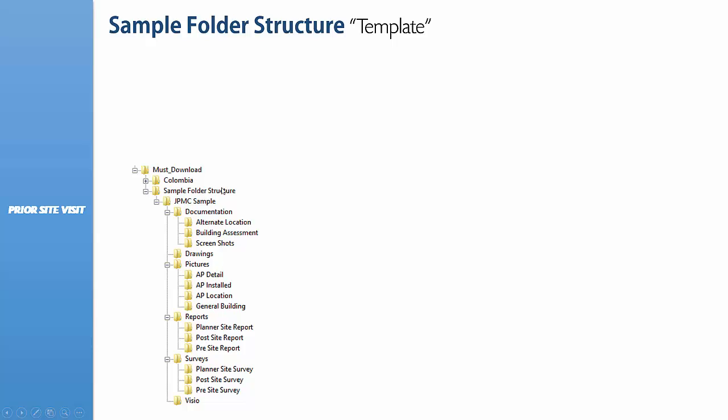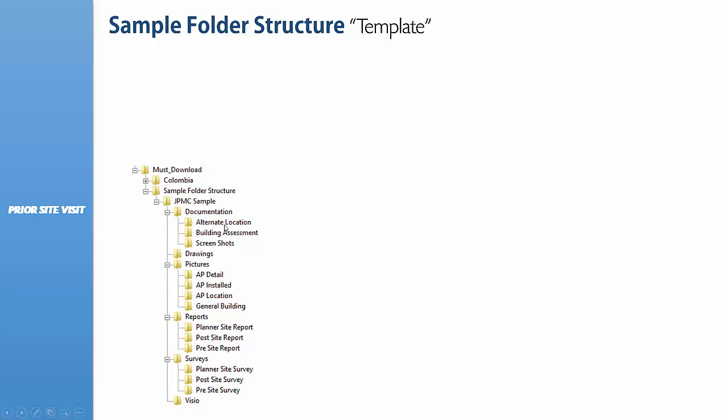So this is the sample folder structure. It will be the name of the site you are going to do, and you will find this is like a familiar address in your area. There will be documentations. There will be drawings, pictures, reports, survey, and then Visio.